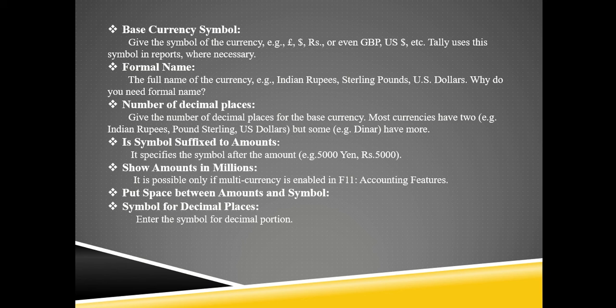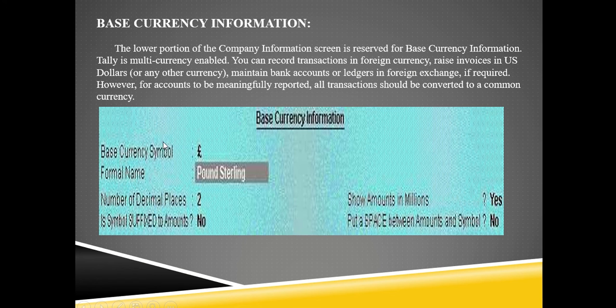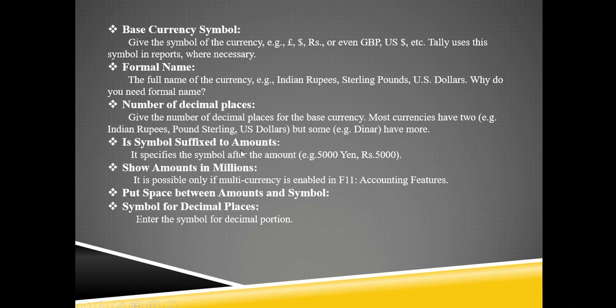Is symbol suffixed to amounts? It specifies whether the symbol goes after the amount, so 5,000 yen or rupees 5,000, whether the currency's base symbol should come next to the amounts, and also show amounts in millions. It is possible only if multi-currency is enabled in F11, that is in your accounting features. Put space between amounts and symbol, that also you need to specify. And symbol for decimal, enter the symbol for decimal points. All this information will be provided in your base currency screen which will appear.